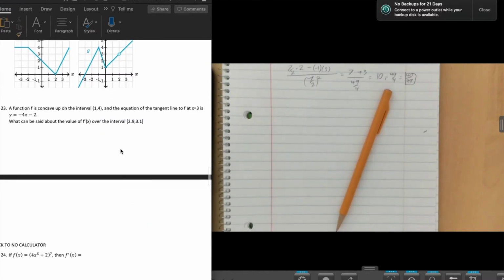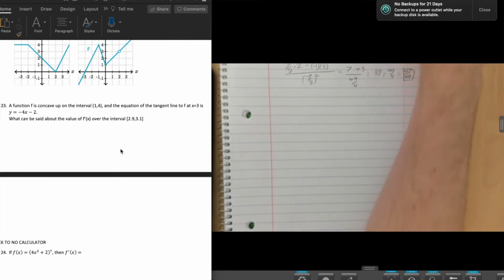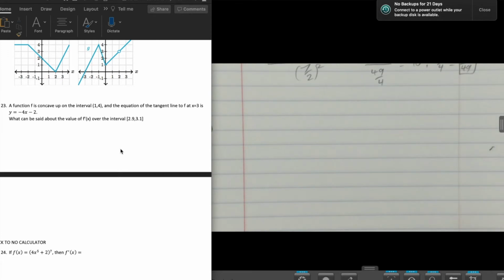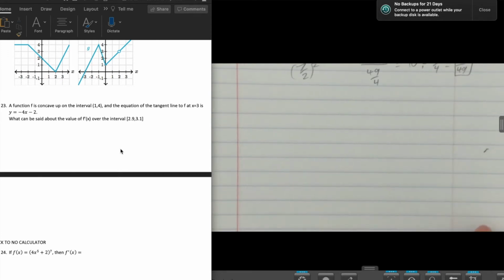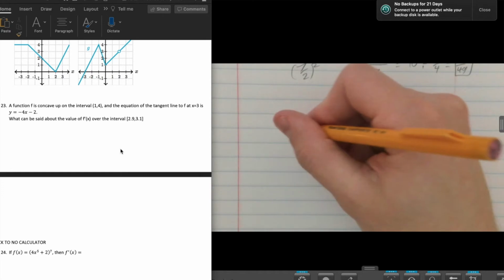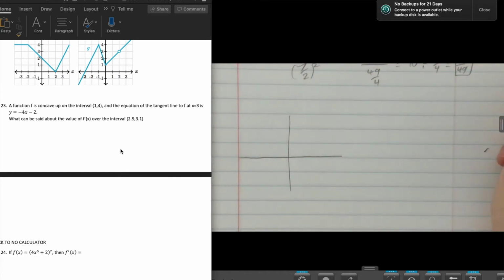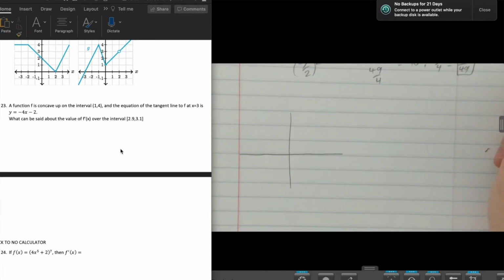Up next, question 23, I can kind of tell you was a hard one to write because, again, it's going to be multiple choice, and it's hard to do this question without writing the multiple choice answers. But let's see what we have here. We have f is concave up from 1 to 4. I'm just going to draw a random set of axes. And we have the equation of the line tangent to f at 3 is y equals negative 4x minus 2.